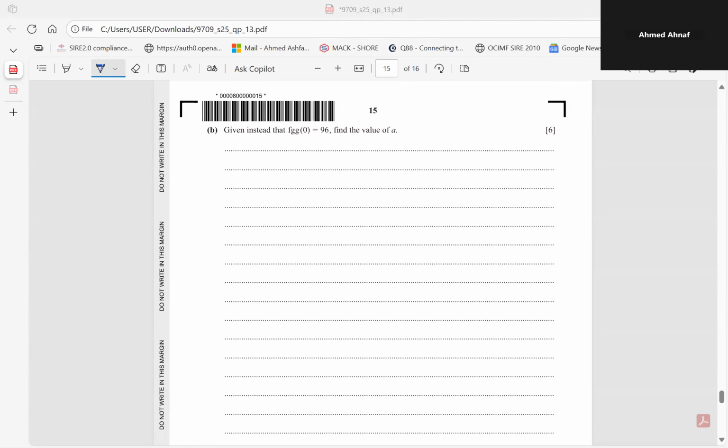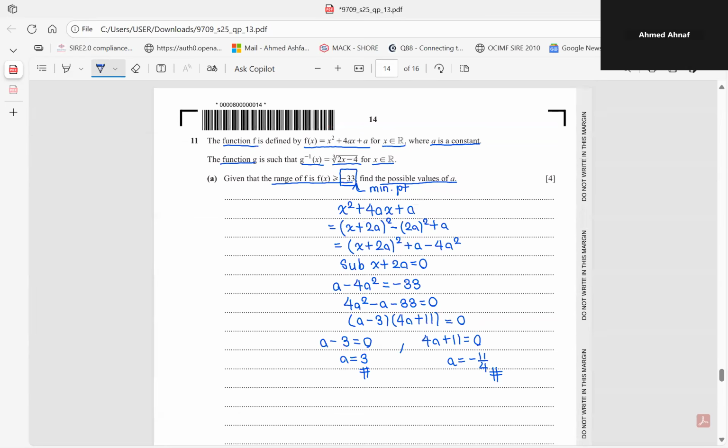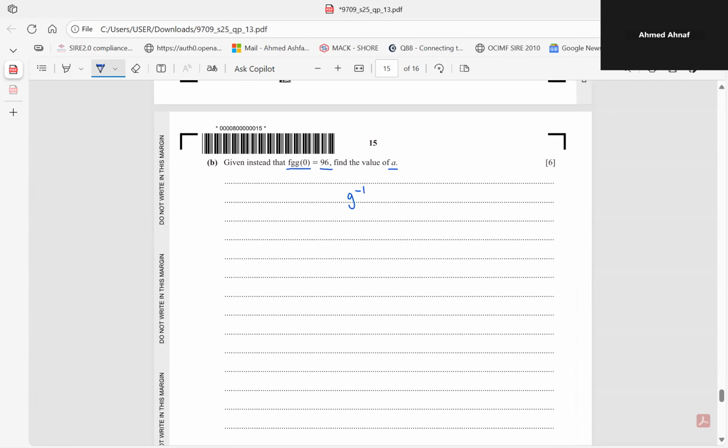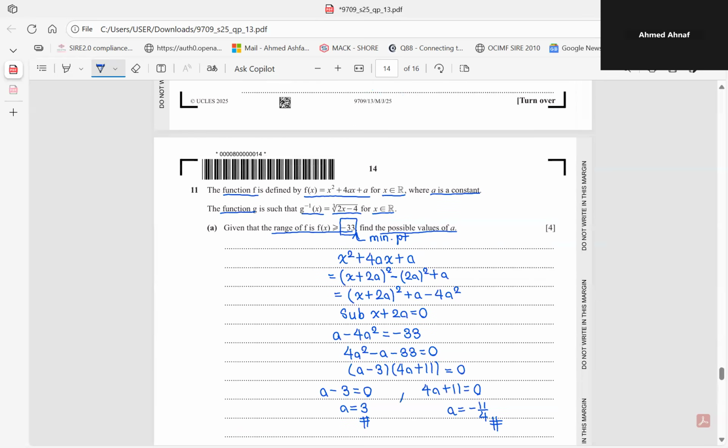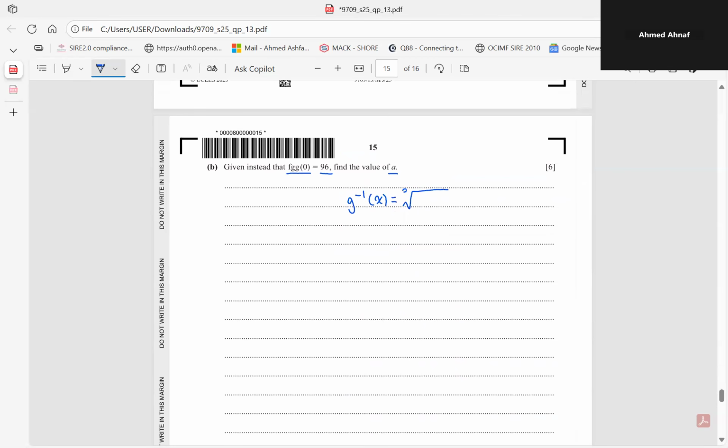Okay, so now we're told that instead fgg(0) is equal to 96. We're going to have to find the value of a. So this is a composite function that is in terms of f(x) and g(x). To do this, let's take the inverse of g. Okay, so g inverse of x is equal to the cube root of 2x minus 4. To find g(x), we're going to let g inverse of x be y. Now we're going to swap the x's and the y's. So now x equals the cube root of 2y minus 4, and we're going to make y the subject.